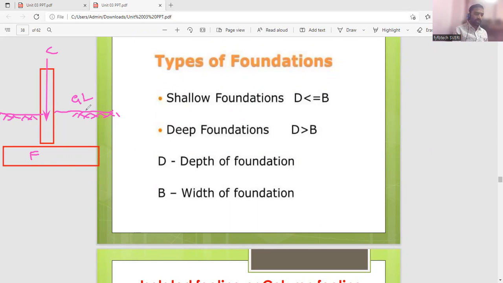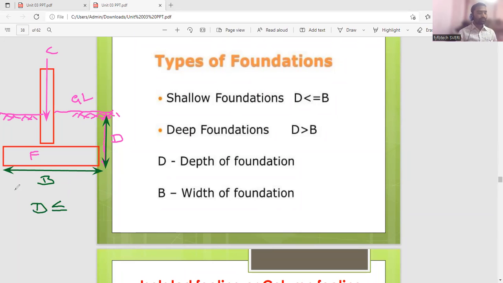See the depth of the foundation. This is D. From the ground level to your foundation bed is called the depth of the foundation. Then the width of the foundation is this, called B, and the depth is called D. Are you getting these two definitions? Now in this example, tell me whether B is greater or D is greater. B is greater, so depth is smaller or larger compared to the breadth?